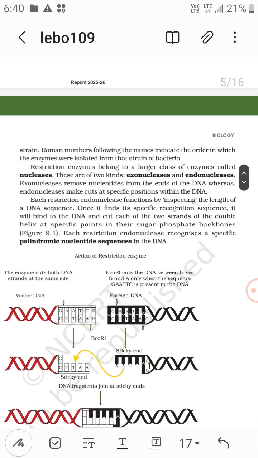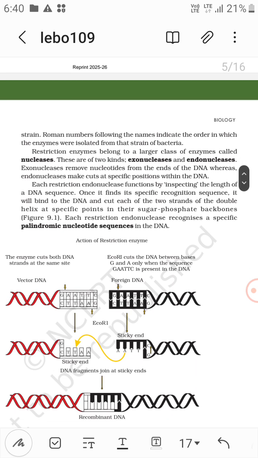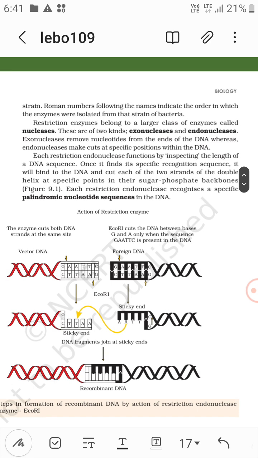Each restriction endonuclease functions by inspecting, like monitoring, the length of a DNA sequence. Once it finds its specific recognition sequence, it will bind to the DNA and cut each of the two strands of the double helix at specific points in their sugar-phosphate backbones. Each restriction endonuclease recognizes a specific palindromic nucleotide sequence in the DNA.